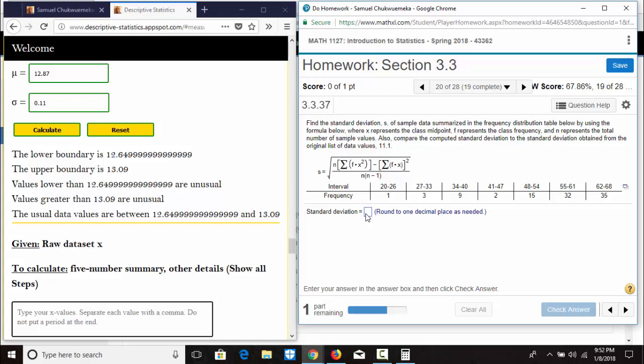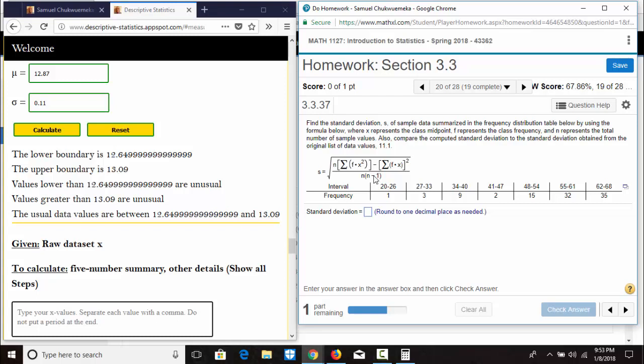Question 20. Find the standard deviation S, that's the sample standard deviation, of sample data summarized in the frequency distribution table below by using the formula below. Okay, this is the second formula. This is the second formula. And I did that in the video, how you could use this formula. Okay.